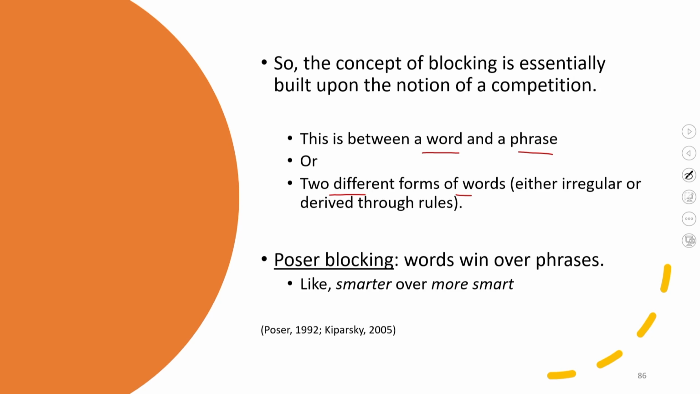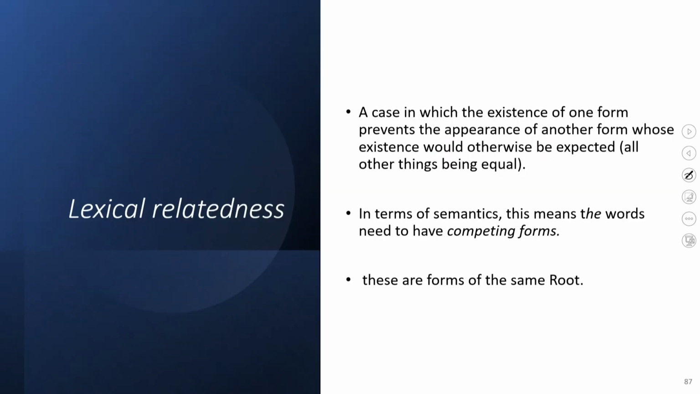That is the idea. In terms of Poser, this is actually called Poser blocking. Words win over phrases, that is his idea. So, if there are single word entities, they will tend to win over phrases. That is why you use more often smarter over more smart. This idea has been followed by Kiparsky as well.